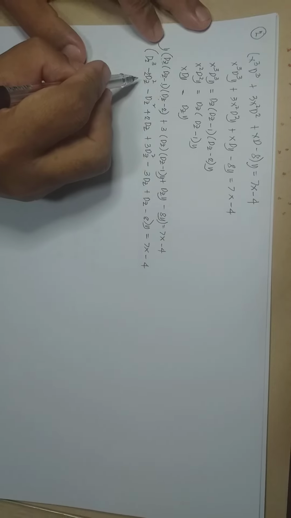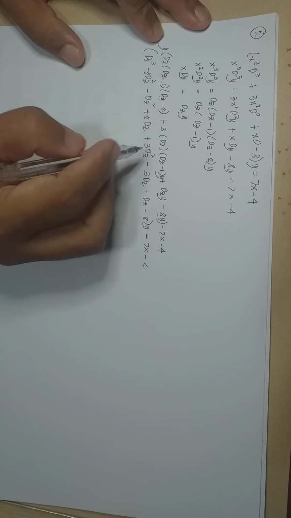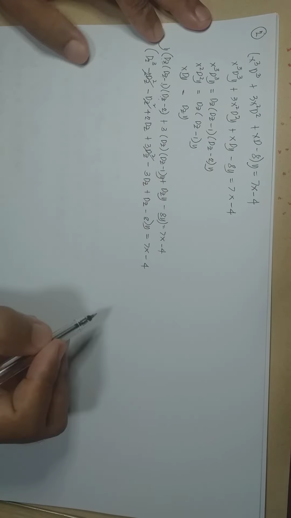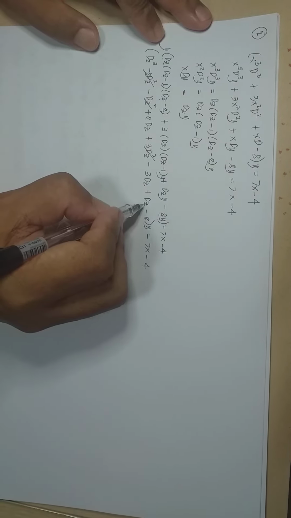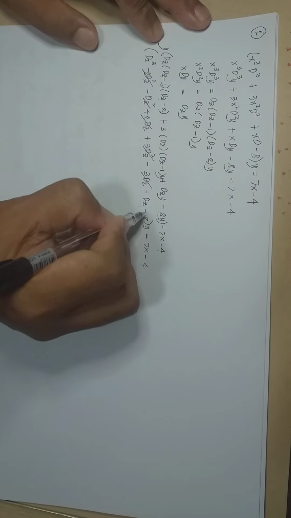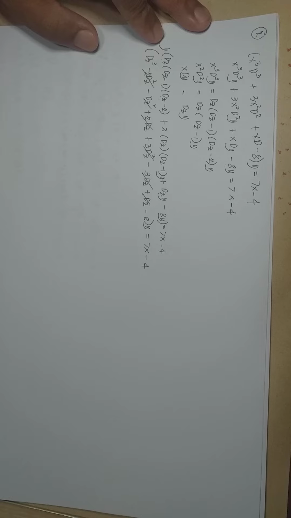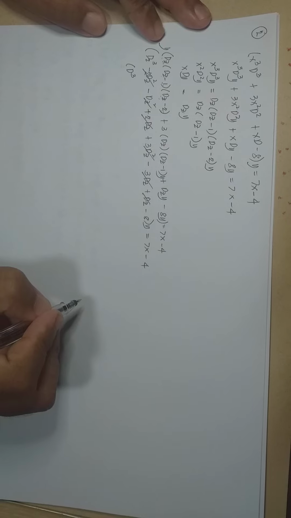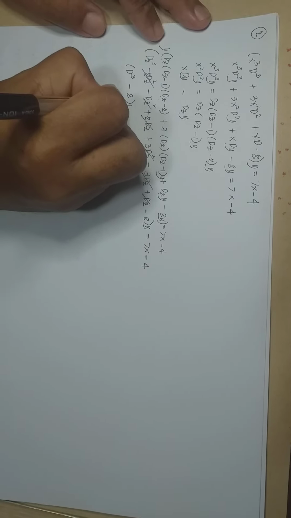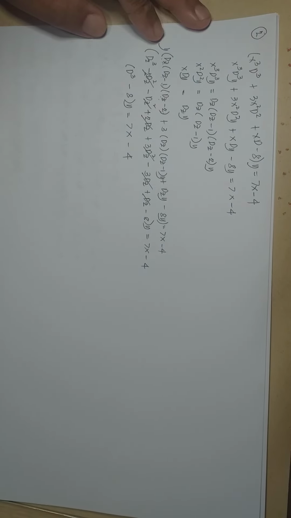Okay? So 2 Dz squared minus Dz squared is negative 3 Dz squared. So this and this cancels out. Okay? So we have 2Dz plus Dz is 3Dz minus 3Dz. That cancels also. So what is left is D cubed minus 8y is equal to 7x minus 4. Okay?